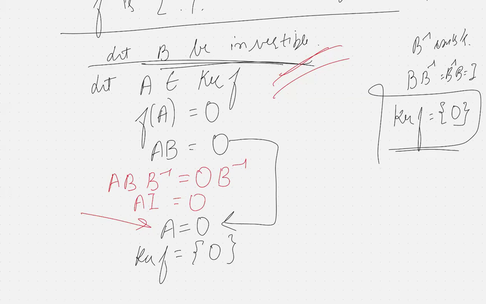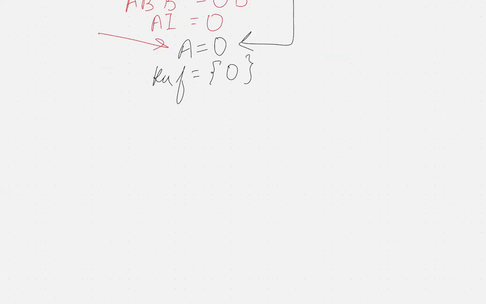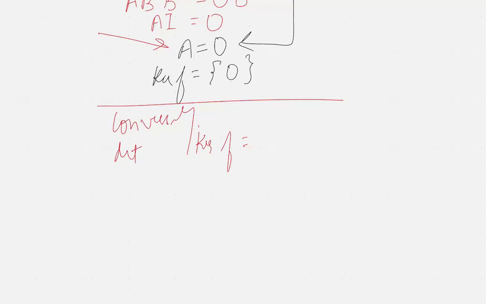Conversely, this one is even easier. Conversely, let kernel F be just equal to O. Now what we have to prove is that B is invertible. B invertible means B inverse exists, right? If kernel F is equal to 0, we have to prove that B inverse exists.